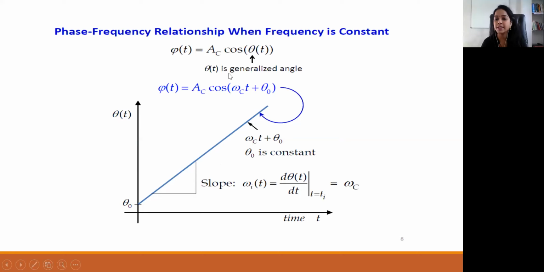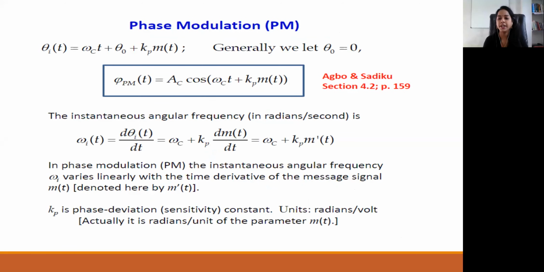Theta of t is the variable term, so phi of t becomes Ac cos of omega ct plus theta 0. Why theta 0? Because with each incoming time, that is t1, t2, t3 till t5, the theta is changing constantly. In the next slide, we are going to see how the phase modulation actually happens and what is the actual equation we have derived from this relation.